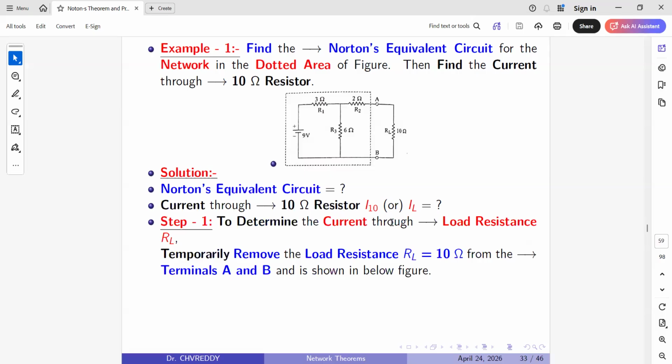So how to find the current through the load resistance? Already I explained in Norton's theorem how we calculate the current through the load resistance, and what steps we followed. The same steps here we are going to follow. Step one, to determine the current through the load resistance RL, temporarily I am removing the load resistance from the terminals A and B, and it is shown in the figure below. So this is the figure.